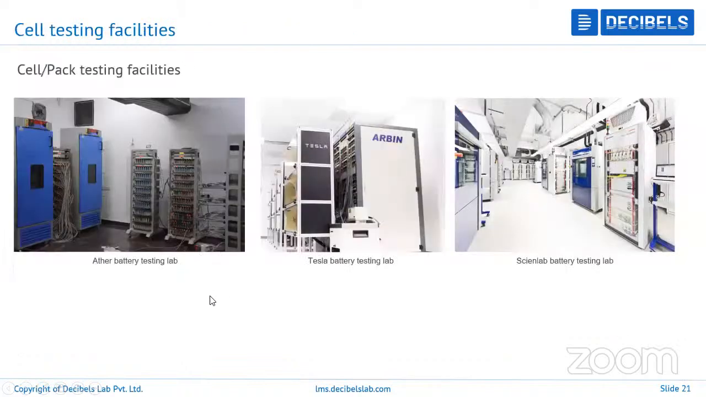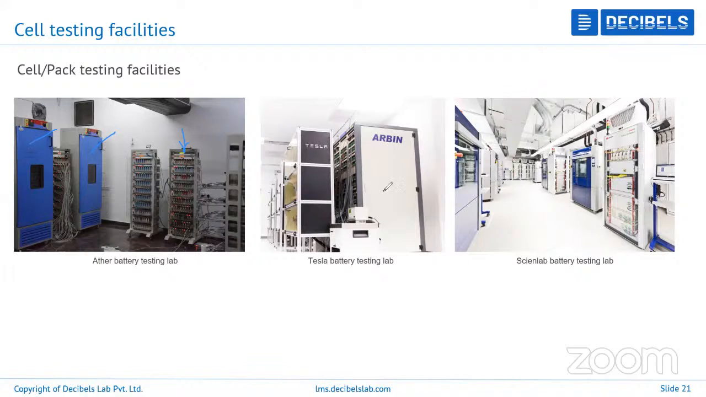Here you can see the testing facilities at Ather and at Tesla, and you can see not only the testing benches over here. This is similar equipment that's being used, and you can also see the test chambers. This is basically a temperature and humidity test chamber. Your cells and your battery pack as a whole will be subjected to different temperatures, different ambient pressures, and also humidity, and its performance will be analyzed using these test devices.